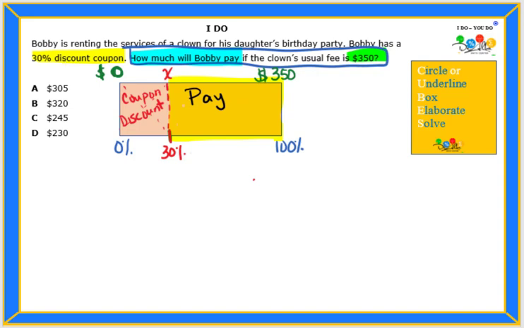So what I know is that $350 would be the price if I had to pay 100% of the price. But I'm going to get a discount of 30%. So we want to figure out what that discount would be. So let's set up that proportion. X over 30 is equal to 350 over 100. Let's use our cross products.